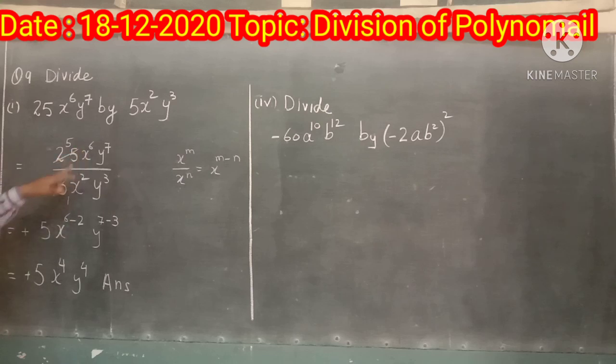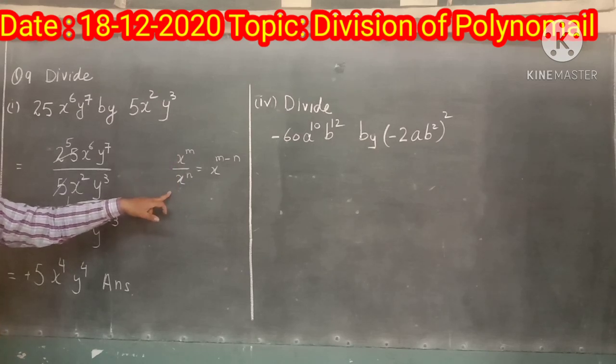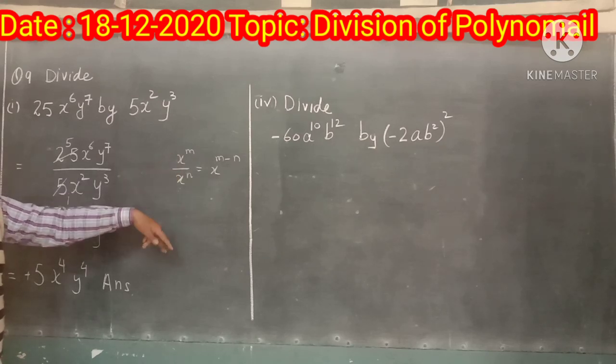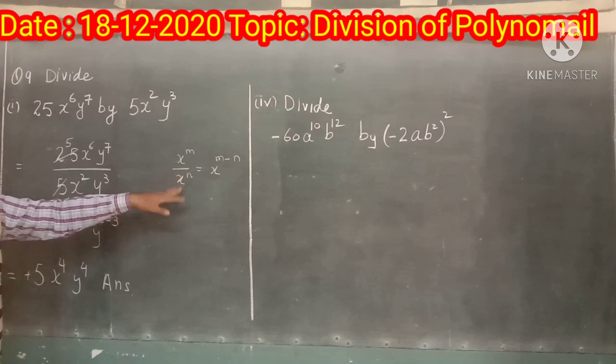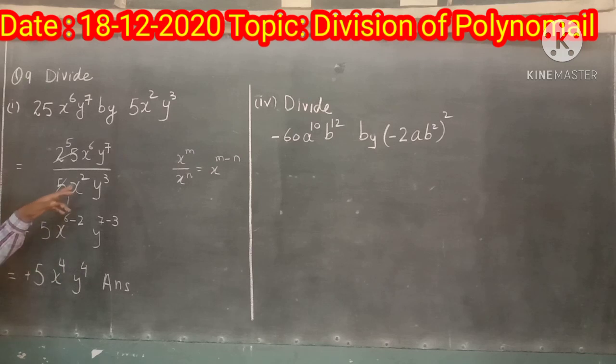Then we will use this law. According to this rule, if the same base numbers are dividing, then we will subtract the power of the denominator from the power of the numerator. So according to the rule, we will subtract 2 from 6, 6 minus 2, then 7 minus 3. The answer will come 5, x power 4, y power 4.